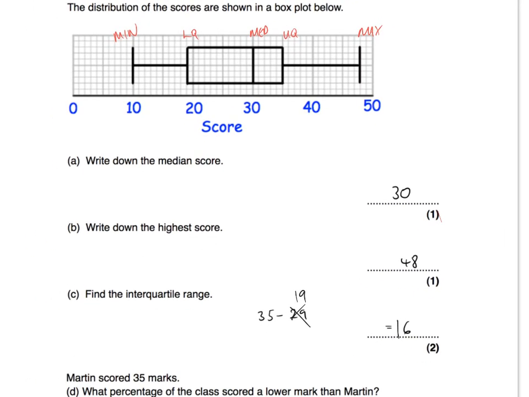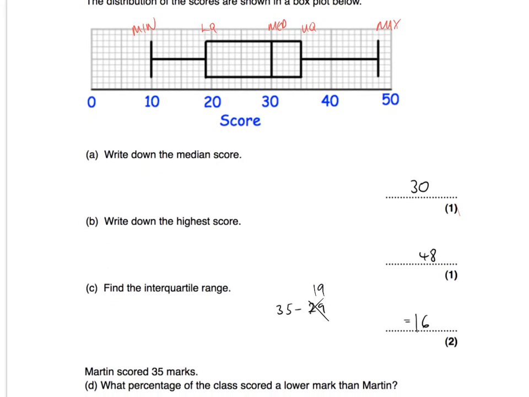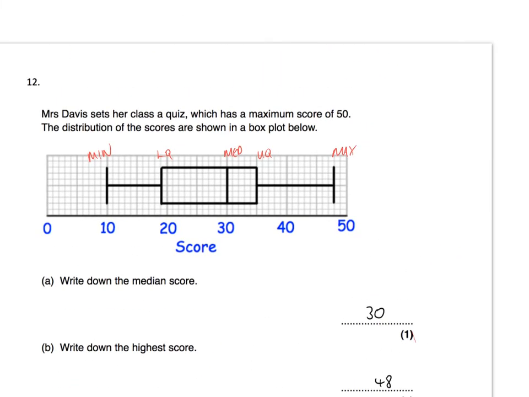And then Martin scored 35 marks. What percentage of the class scored a lower mark than Martin? Okay, so he scored 35 marks, and we're looking for people who were lower than Martin. So where's 35? 35 is here, and we're looking for all of these people here who are lower than him. All of these people are. Now, how much is that?